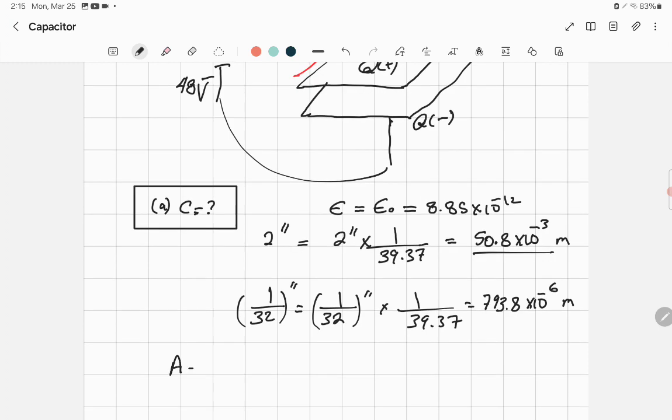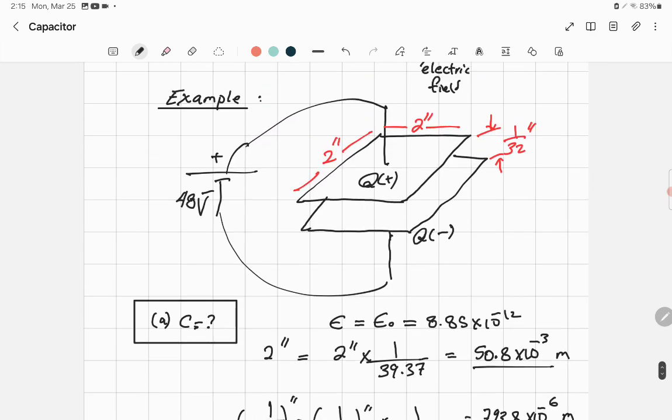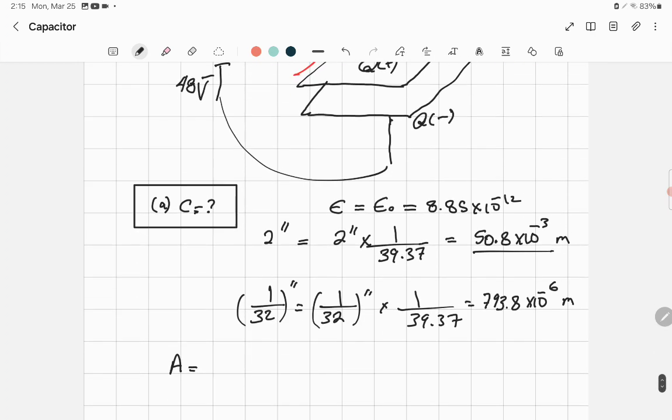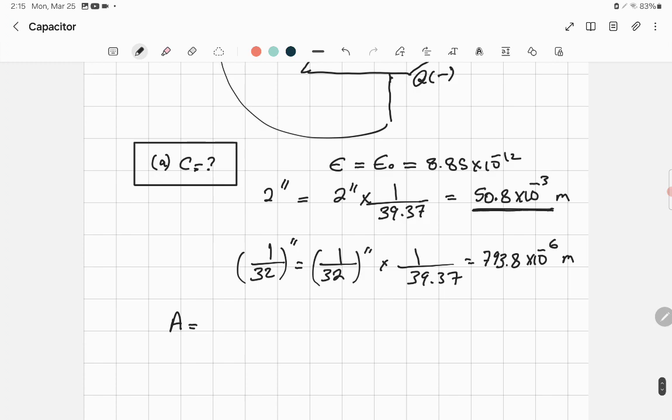Now I'll find the area. The area is equal, that's a square, so you should multiply 2 inch by 2 inch, but don't forget I'm going to use this. Just to remind you, that's equal to 2 inch by 2 inch, which in meter will be equal to 50.8 times 10 negative 3 times 50.8 times 10 negative 3. It will be in meter square.